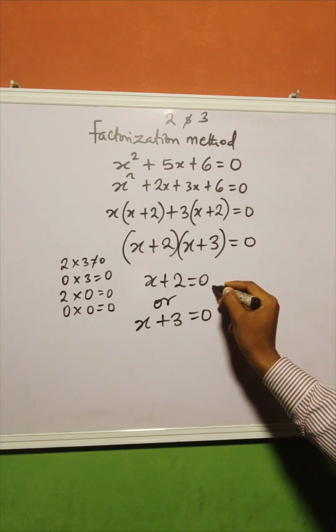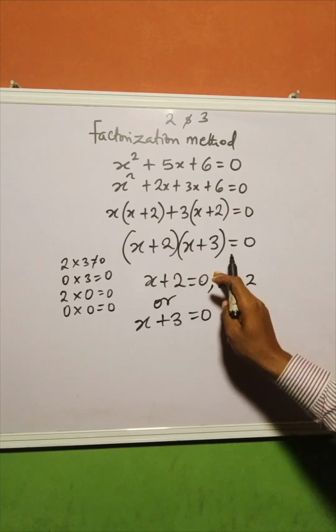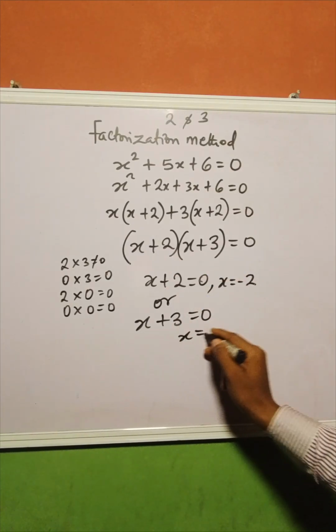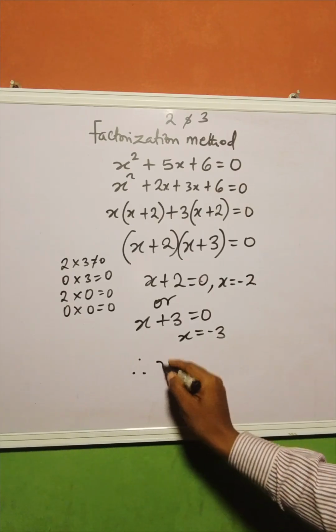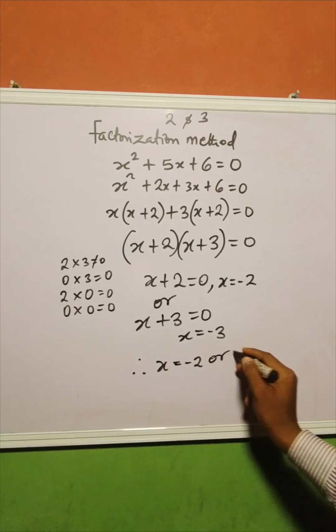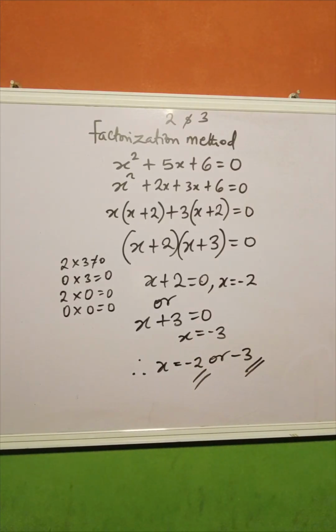If plus 2 crosses from here, x equals minus 2, right? Because plus 2 crosses, of course, you know. So if plus 3 crosses to this other side, x is what? Minus 3. Therefore, x equals minus 2 or minus 3. And that is how to solve a quadratic equation using the factorization method.